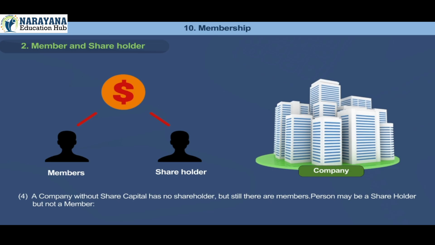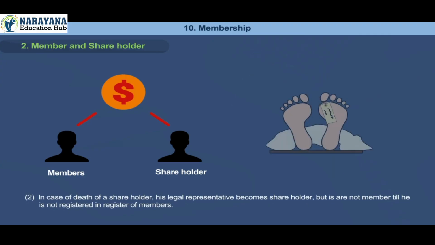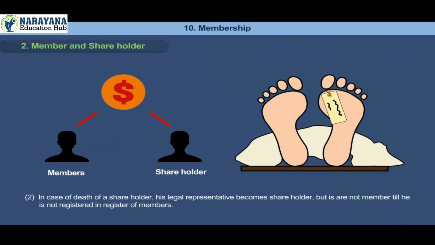A person may be a shareholder, but not a member. 1. A person who has purchased shares is a shareholder, but if he has not entered his name in the Register of Members, he is not considered a member. 2. In case of death of a shareholder, his legal representative becomes a shareholder but is not a member till he is registered in the Register of Members.